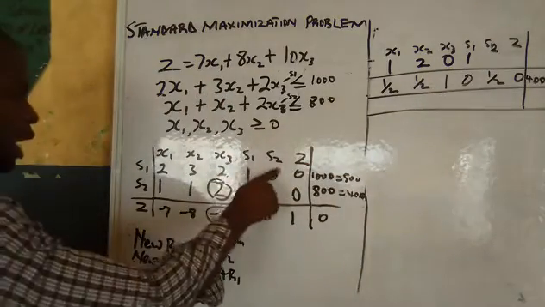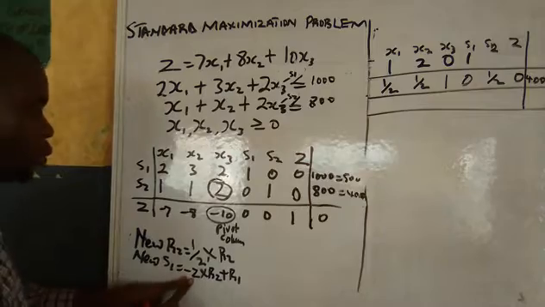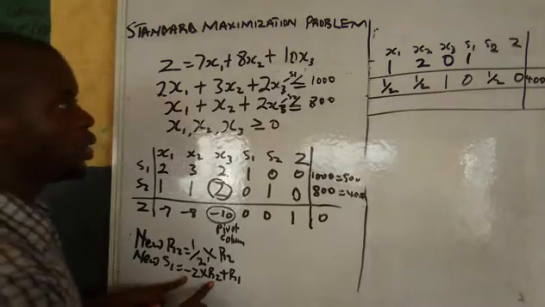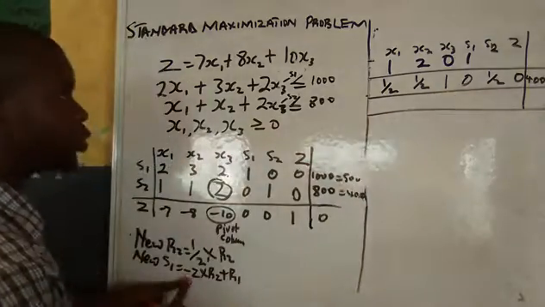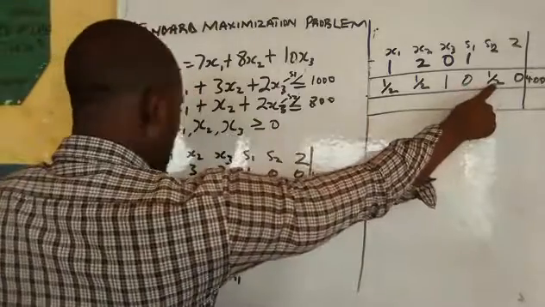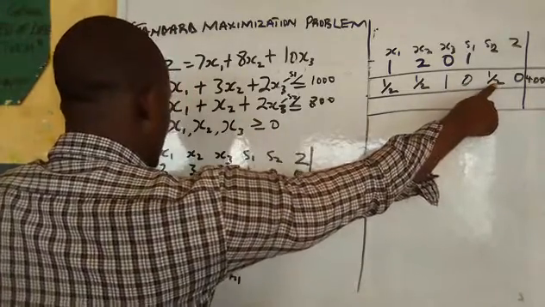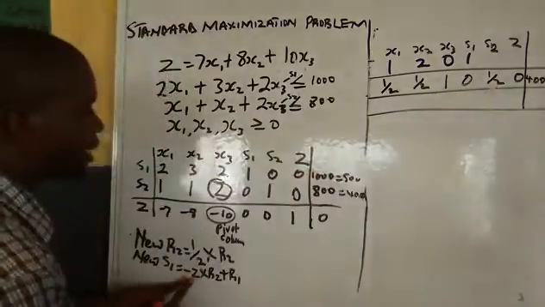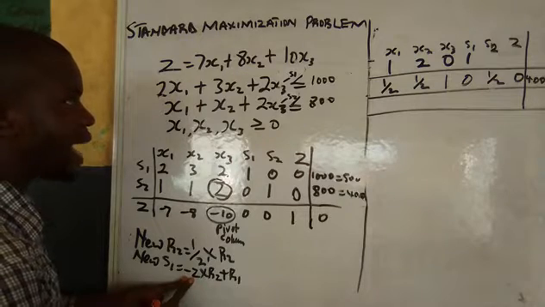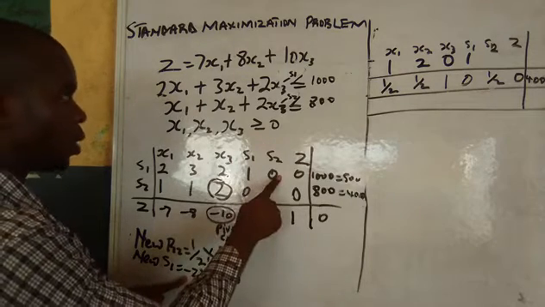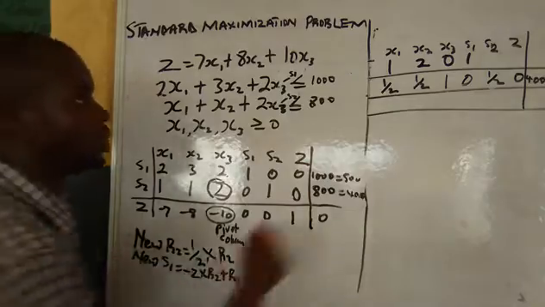Then for the S2 now, minus 2 times R2, we are using this. Minus 2 times this now is going to give us what? Minus 1. Minus 1 times 0 is going to be 0.